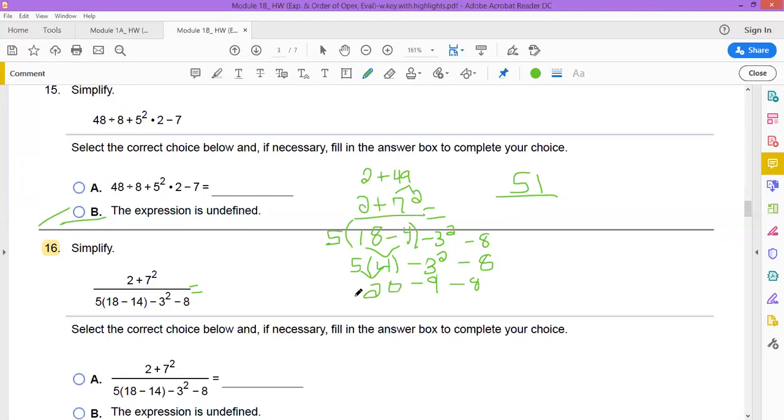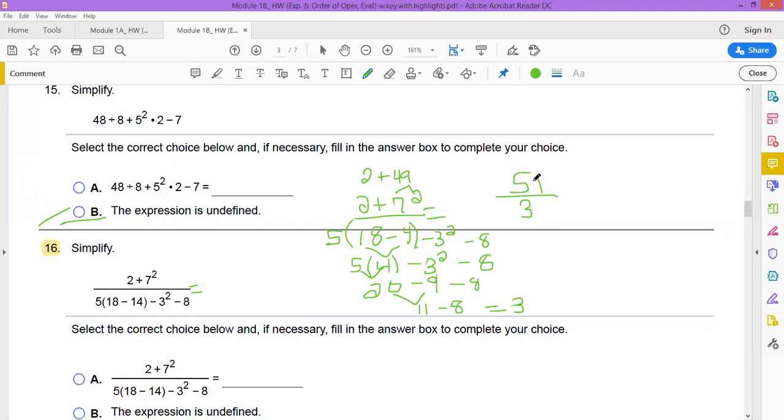Now we see we have subtraction left to right. So 20 minus 9, moving left to right. We want to make sure we subtract first. 20 minus 9 will give us 11 minus 8. And then lastly, we want to subtract 11 minus 8, which will give us 3. So our denominator would be 3.